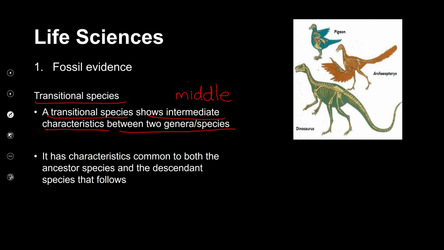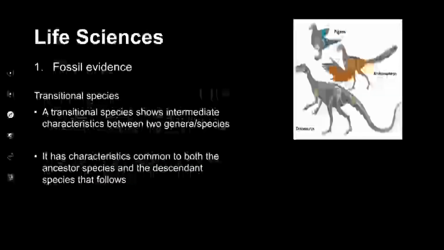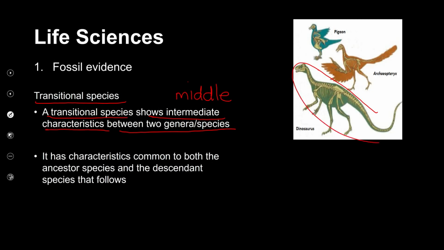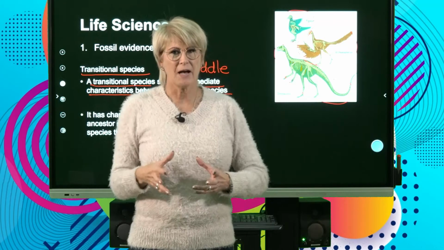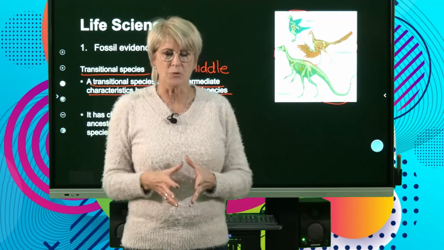If we have a look at the diagram here, we can see over here we have dinosaurs, and here we have the pigeon. Those are two different species, and our transitional species is what is known as Archaeopteryx. Archaeopteryx was a fossil that was found in a lake in Germany.